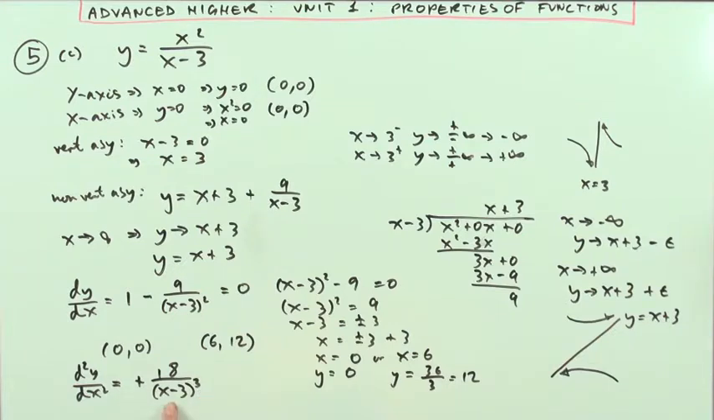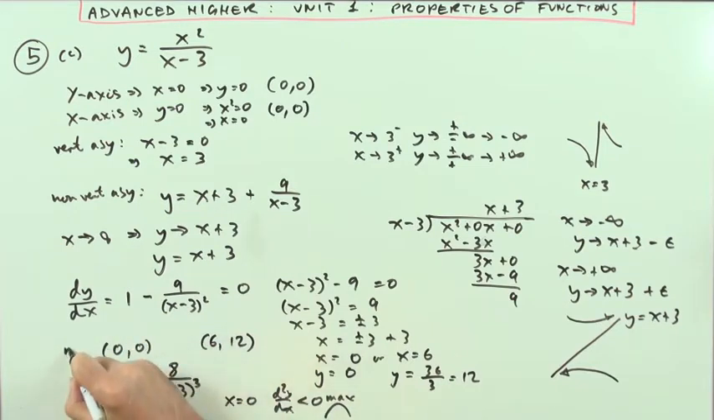And then, what's the value of that at each of those points? Well, when x is 0, the bottom's negative. It's an odd power, so it stays negative. When x is 0, the second derivative is less than 0, and if it's less than 0, it's curving this way to give you a maximum. So I've got a maximum here. There's a maximum at 0, 0.